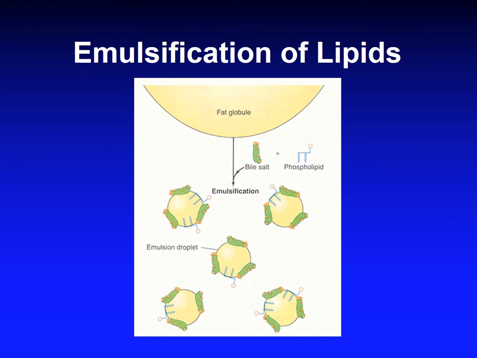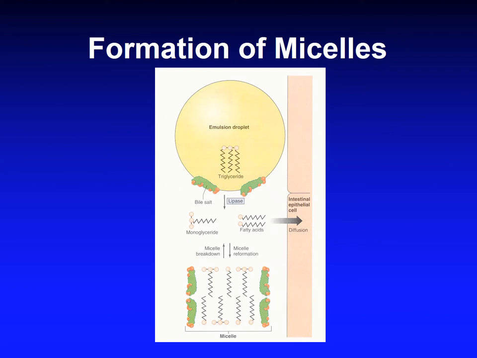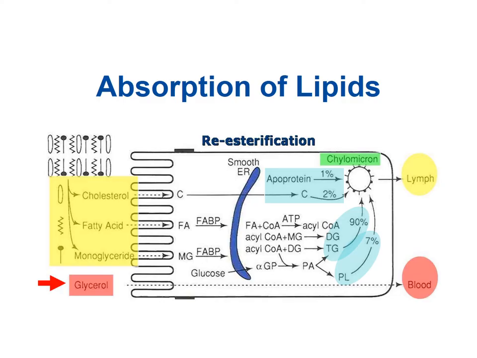This is the micelle. Again, a bile acid along with either free fatty acid, cholesterol, or monoglyceride. Now, at the membrane, you need to carry them inside the enterocyte. This is how they are carried into the inside of the enterocytes.